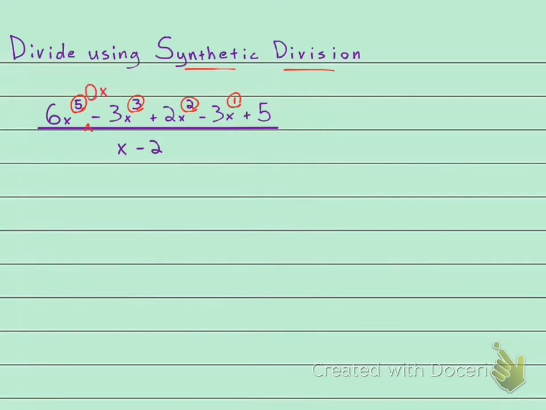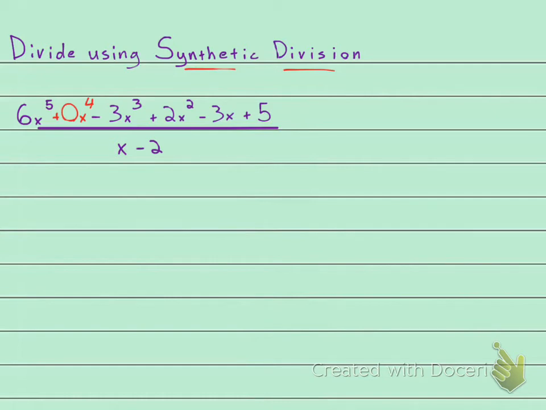Okay, so maybe you'll write it up here. I have computer magic, so I'm just going to make a little space, and I'm going to put plus 0x to the 4th. I put it in red so that I know it wasn't part of my original problem. And now let's go down to our synthetic division.